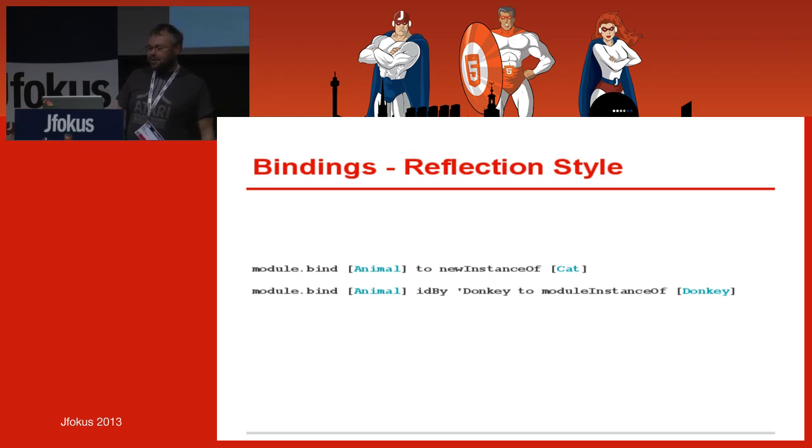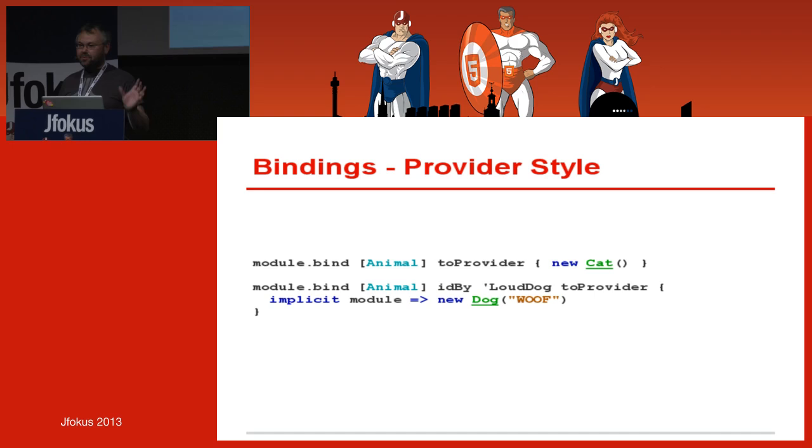Provider style, this is the most useful form. So those three scopes are the ones that I give you. Those are the scopes of a new one every time I ask, a singleton for the module, or a singleton for the entire system. The provider style is the most flexible, and you can do whatever you like with this. This is a function that runs. Again, it's compile time checked, so you can't return something from here that isn't an animal. It will fail to compile. But you can do whatever you like here.